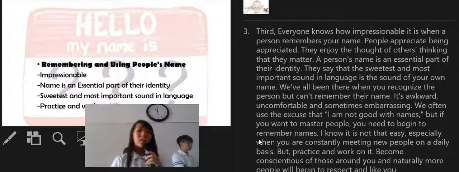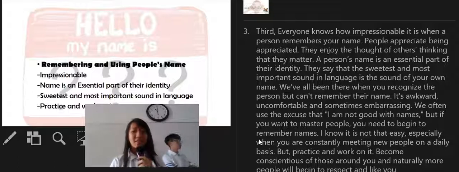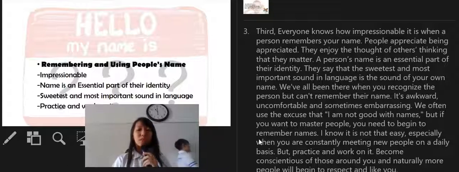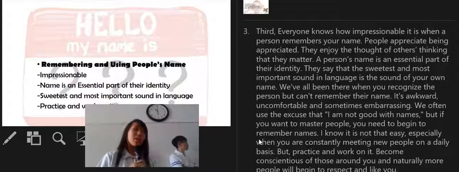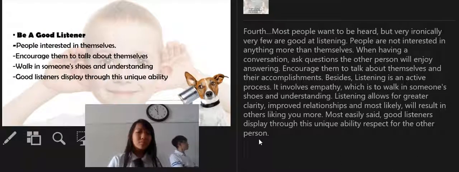We have all been there when you recognize the person but can't remember their name. It is uncomfortable and sometimes embarrassing. We often use the excuse that I'm not good with names, but if you want to master people, you need to begin to remember their name. I know it's not that easy, especially when you are constantly meeting new people on a daily basis, but practice and work on it, become conscious of those around you, and naturally more people will begin to respect and like you.